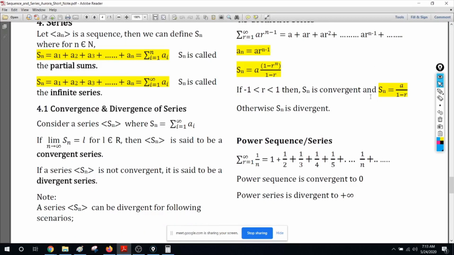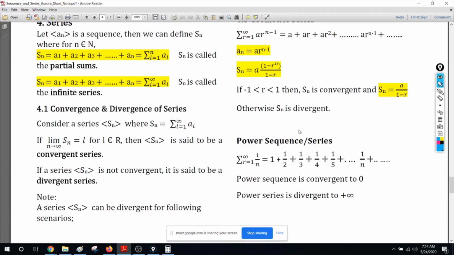Of course, if you are given another series, first we have to check whether the infinite term is infinity or zero. If it is not zero, you can definitely say it's a divergent series. If it is zero, check whether it's a geometric series with r between minus 1 and plus 1, then you can use this formula.